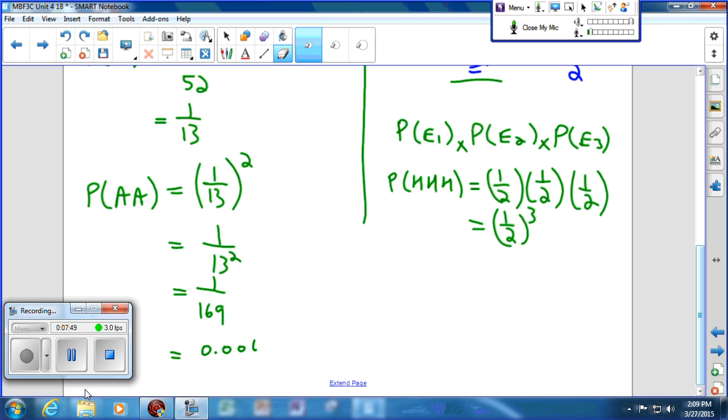0.006, or approximately 0.6%, something like that. So just a little over 0.5% probability. Very small probability. Okay.